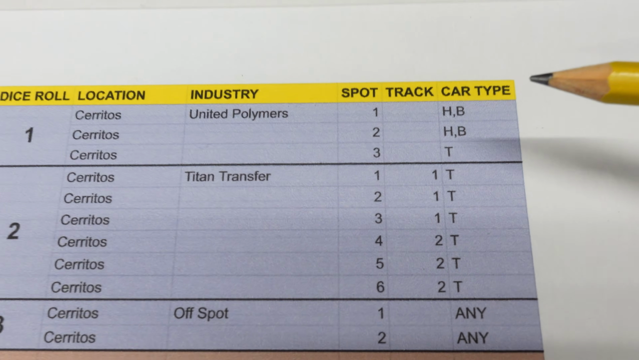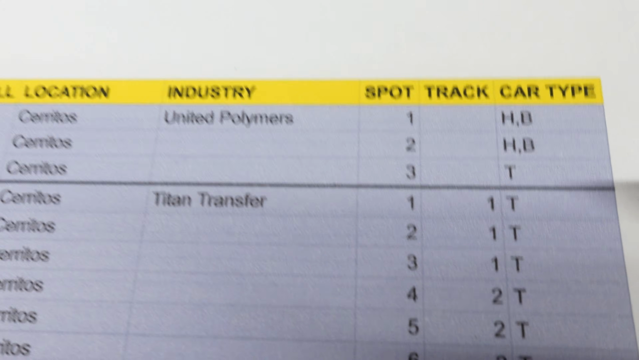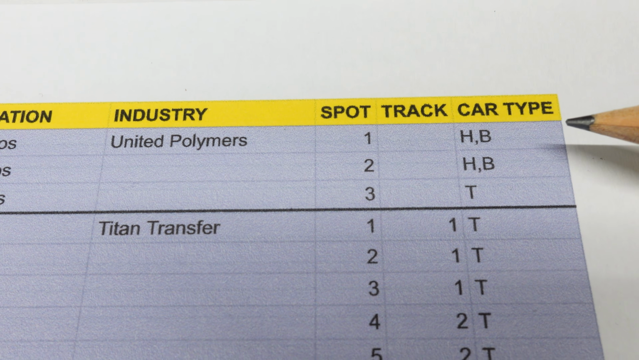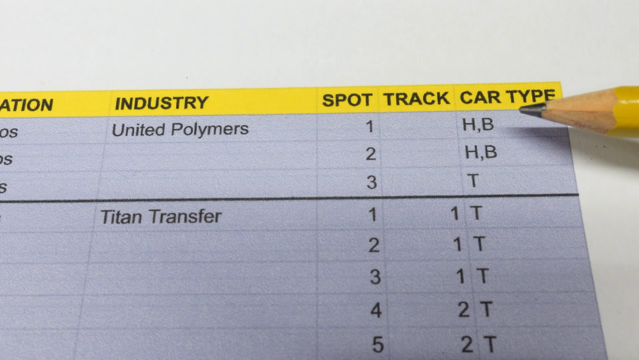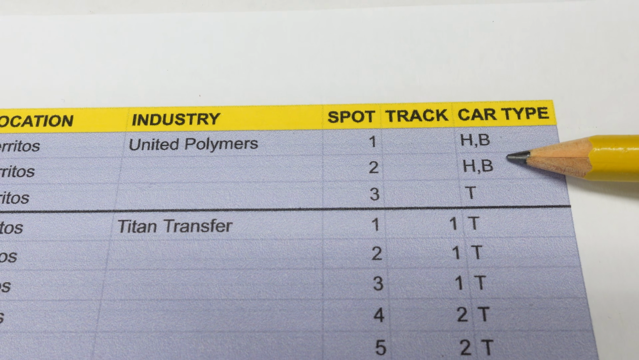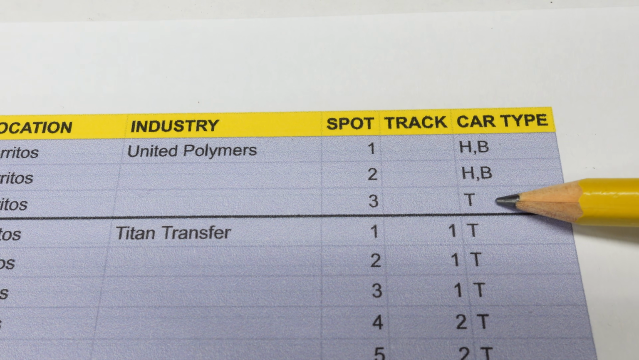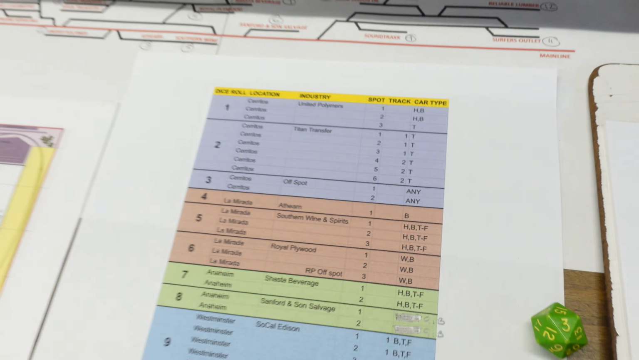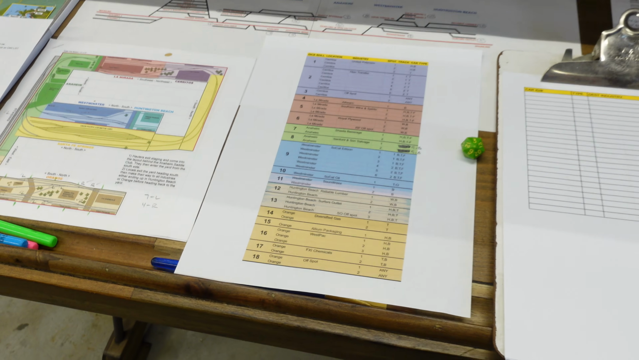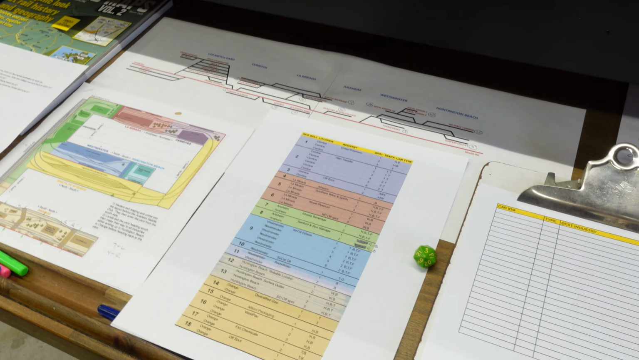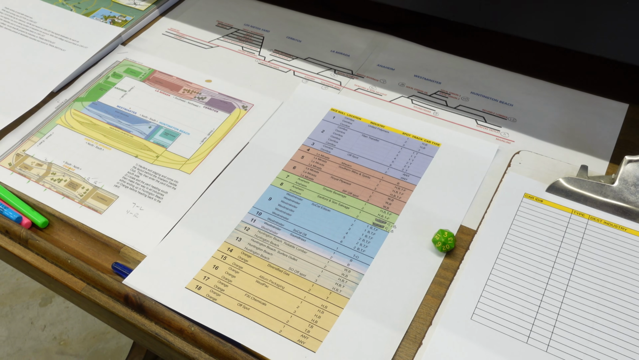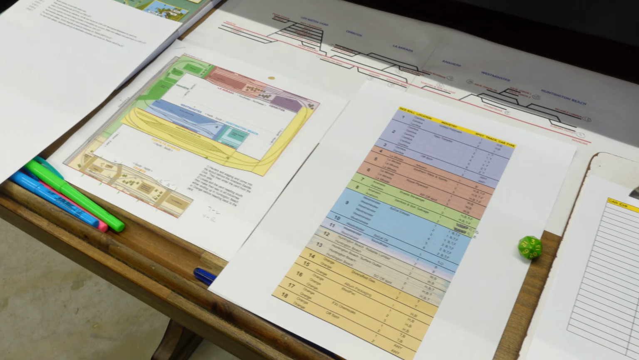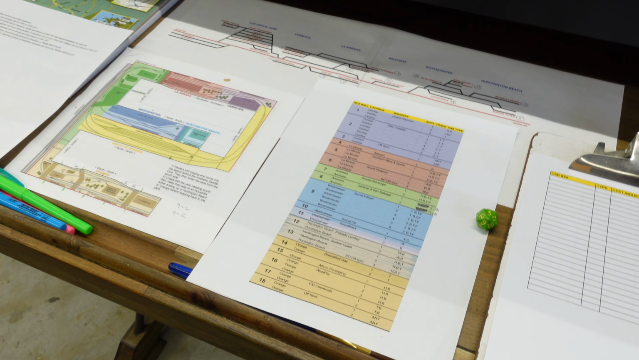So anyway, as you can see here, at United Polymers, let me put this down a little bit here. Spot 1 and 2 can take a hopper or a boxcar. Spot 3 takes a tank car. That makes sense in my head, other than, you know, XO, DM, I don't know, all these goofy designations for boxcars. You can go ahead and do all that.